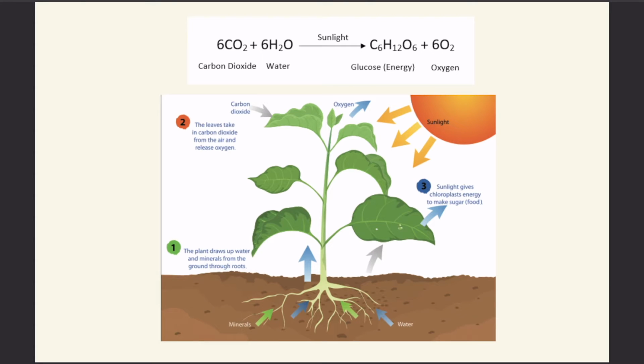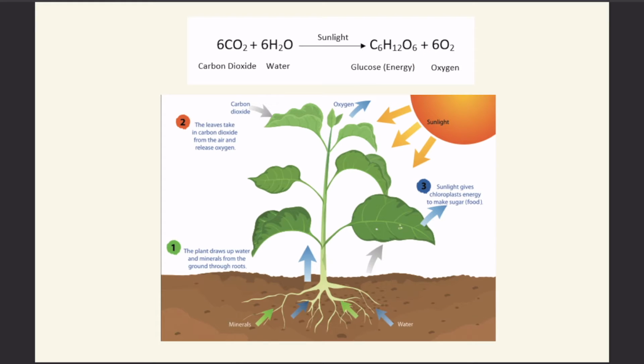Today I'm going to be talking about photosynthesis, and we're going to walk through the equation and each step in photosynthesis. So as you can see, we have the equation right here, which is 6 carbon dioxide, 6 H2O, with sunlight produces glucose and oxygen.